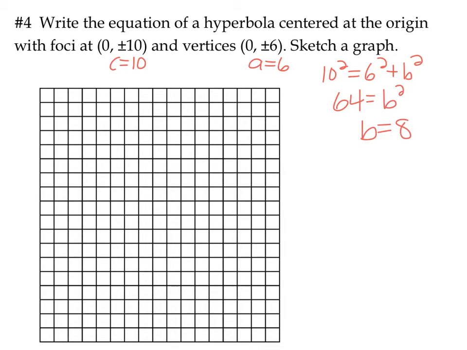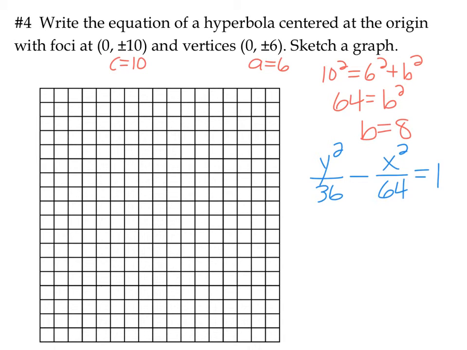So now we've got our A and our B we can use to write the equation. Does it open up or down? Be thinking that, because that's what's going to come first. If our vertex is at 0, 6, that means it goes up 6, so it's opening up and down. We're going to have y squared over 36 minus x squared over 64. So vertex 0, 6 and 0, -6.